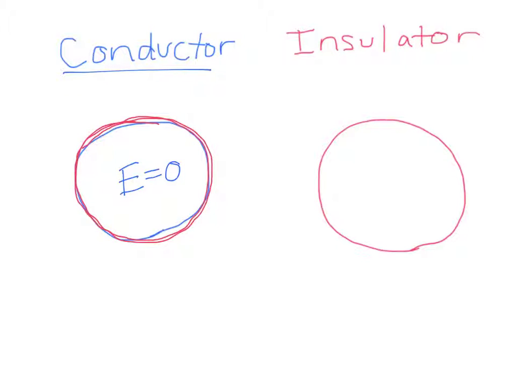If the electric field were not zero within the conductor, the charges would still be moving. In an insulator, on the other hand, the charges are fixed and not free to move, so you can have an even charge distribution such as this. This means that the electric field inside an insulator does not necessarily have to be zero.